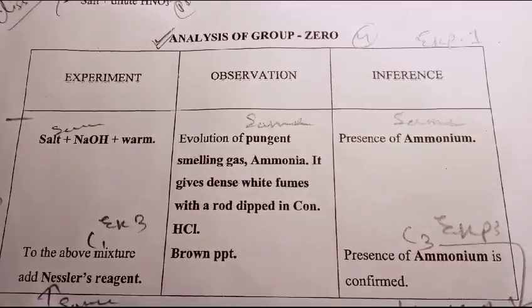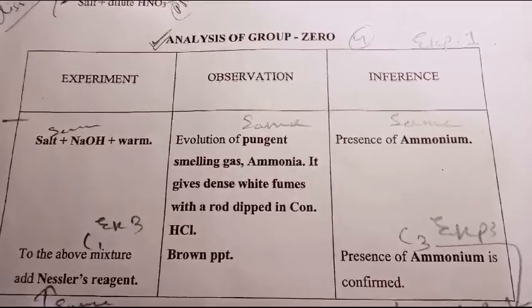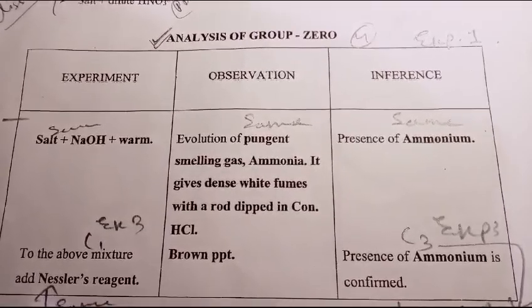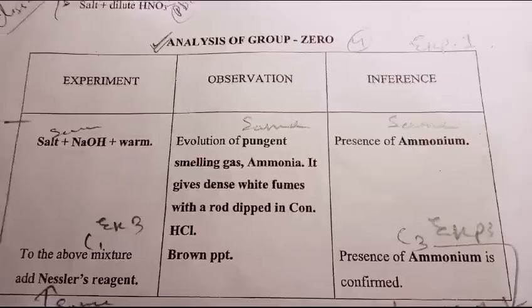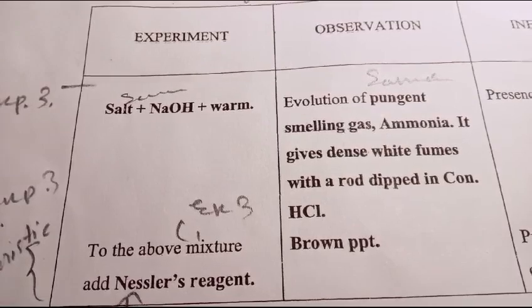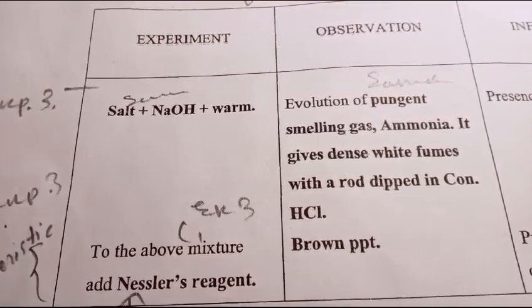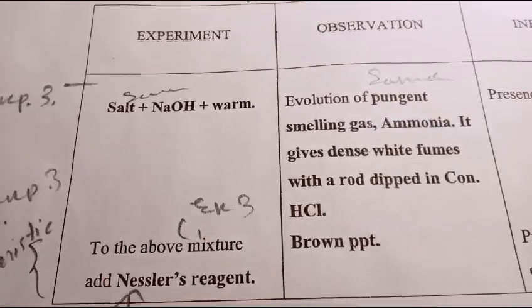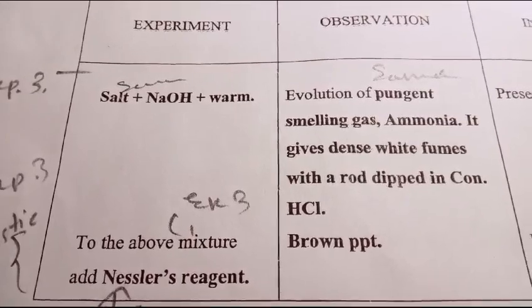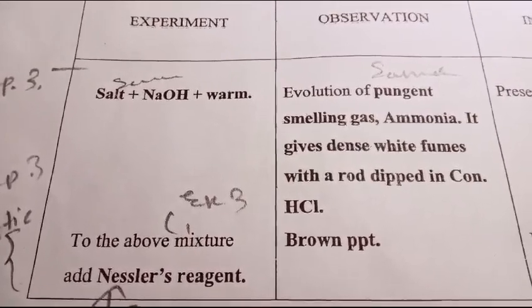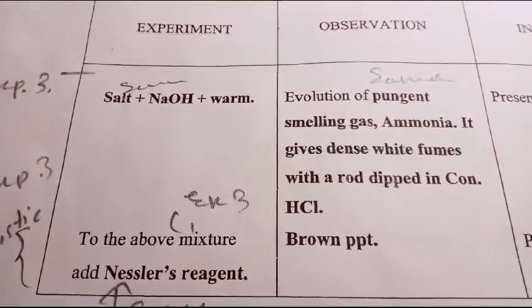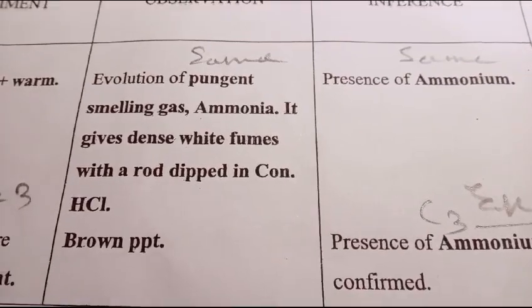Analysis of group 0: as I told you before, the second salt is ammonium chloride, so the cation will be ammonium. I will explain the procedure of group 0. The experiment is like this: salt plus sodium hydroxide plus warm it. That means take 1 test tube, add the given salt, sodium hydroxide and warm. After warming, you will find the evolution of a pungent smelling gas, that means it is ammonia. You can proceed with the further tests.